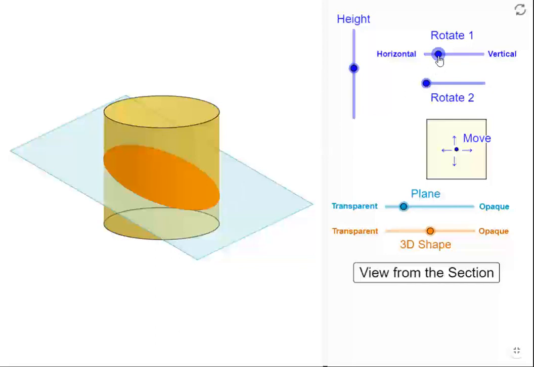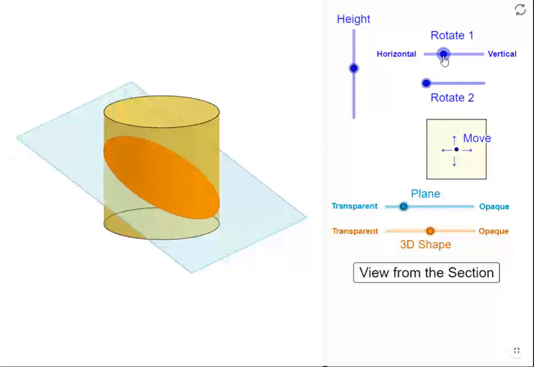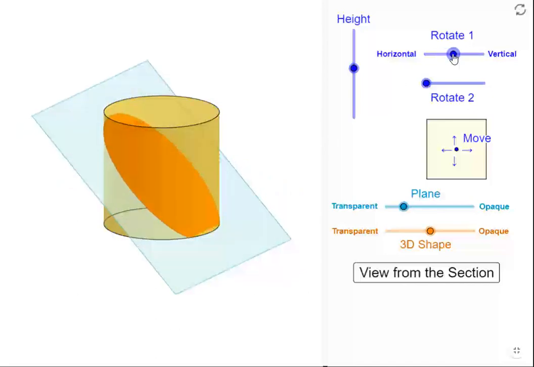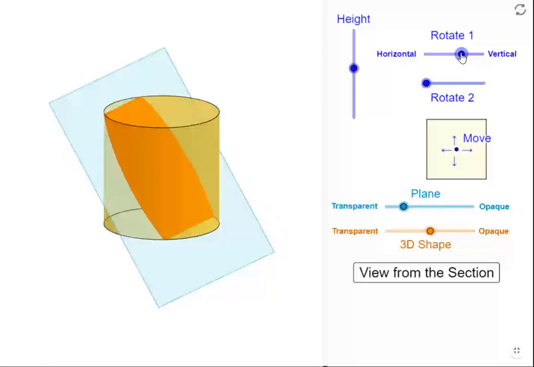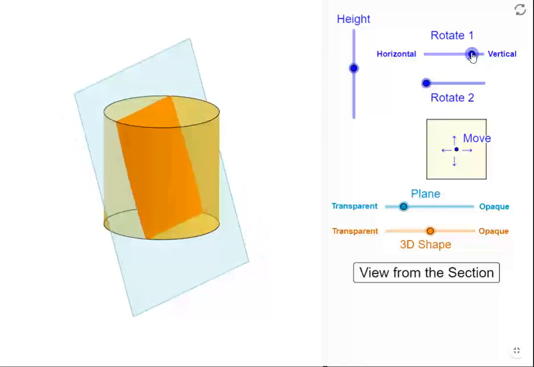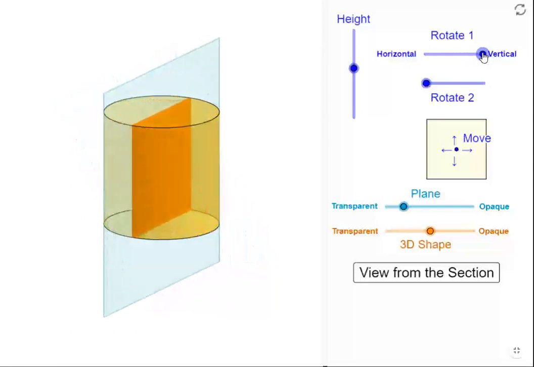Okay, and if I go more towards the vertical, look what's beginning to be formed. I'm beginning to get a rectangle. Okay, when my plane is perpendicular on the base, then it forms a cross section in the shape of a rectangle, as you can see in my figure here.